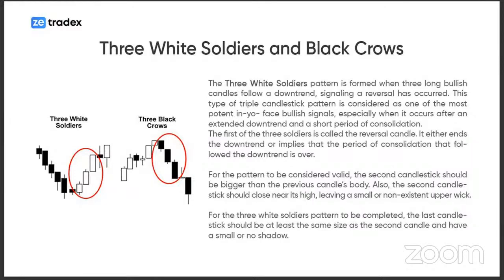For the pattern to be considered valid, the second candlestick should be bigger than the previous candlestick's body. Also, the second candlestick should close near its high, leaving a small or non-existent upper wick. Now, for the three white soldiers pattern to be completed, the last candlestick should be at least the same size as the second candle and have a small or no shadow at all.